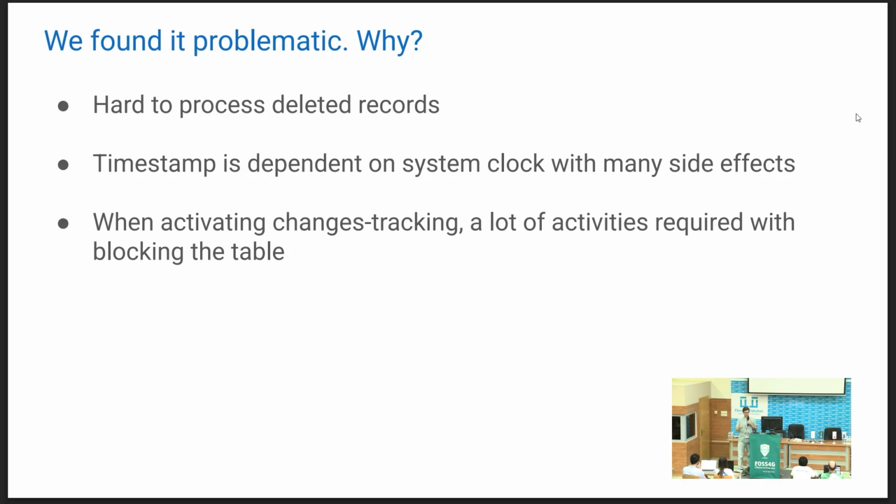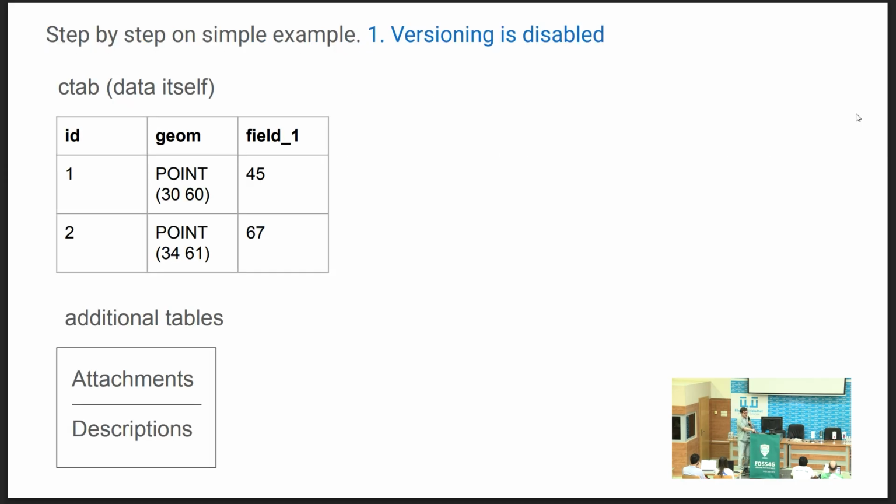So we came up with and implemented our own approach to versioning the features on the server side. I will quickly run through the table structure. When you have only the data itself, versioning is disabled. You have a table for data. Yes, we have two features in this simple layer. We have several additional tables storing attachments like files, PDFs, photos, etc., and descriptions for these features. But everything is quite clear.